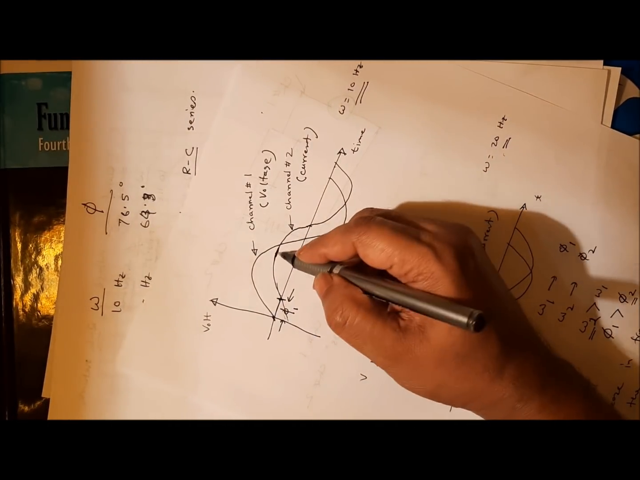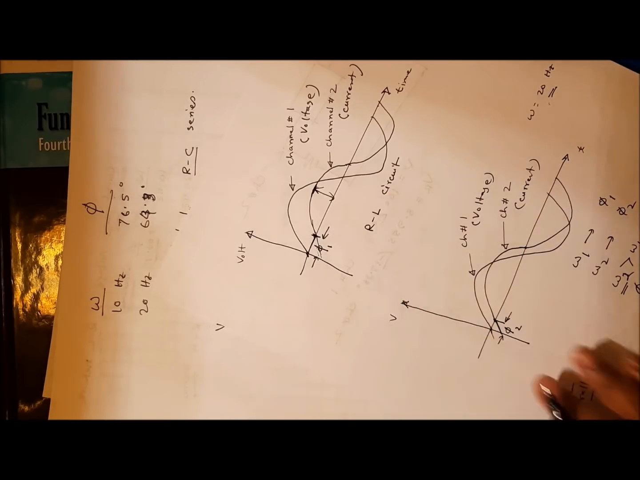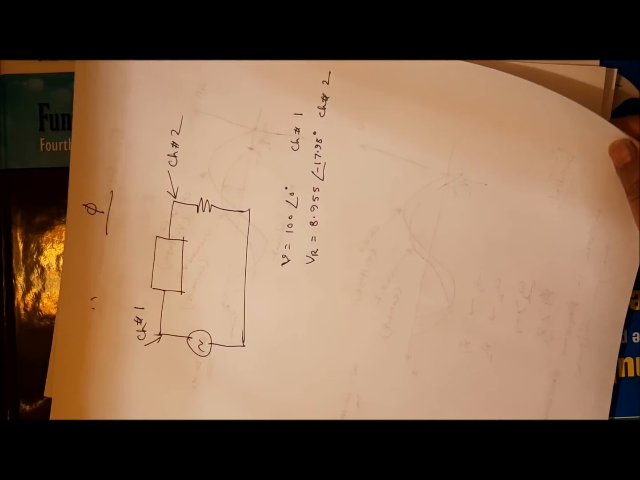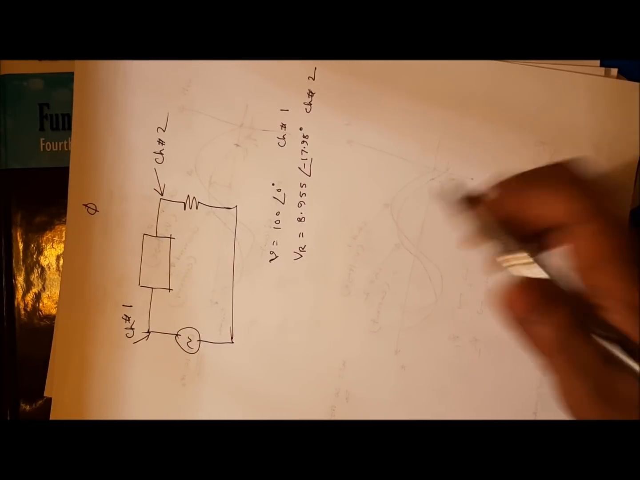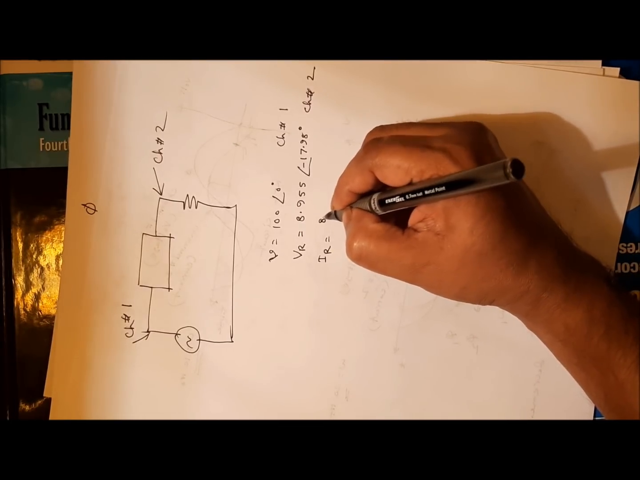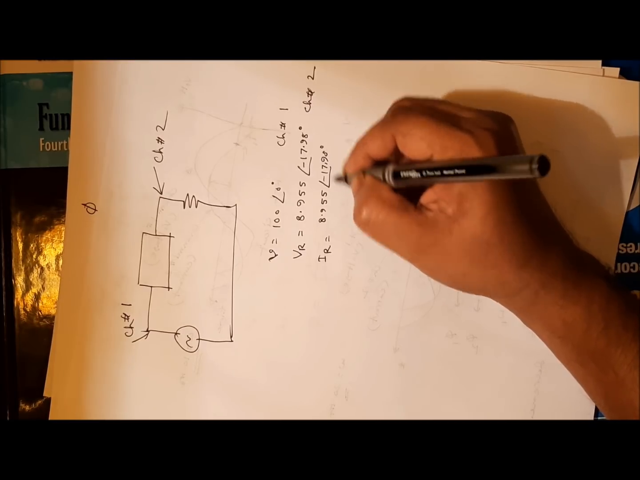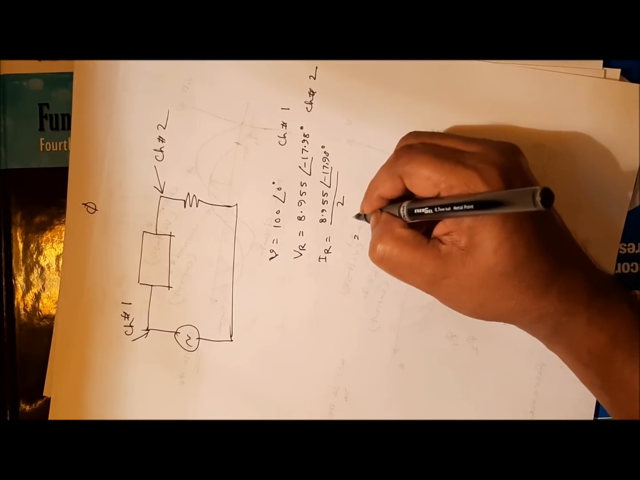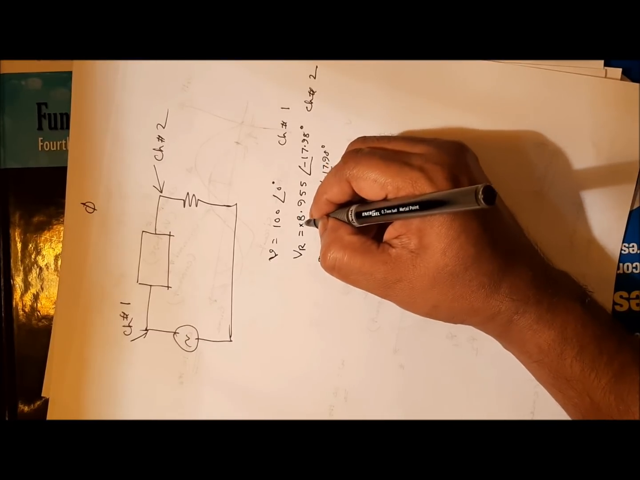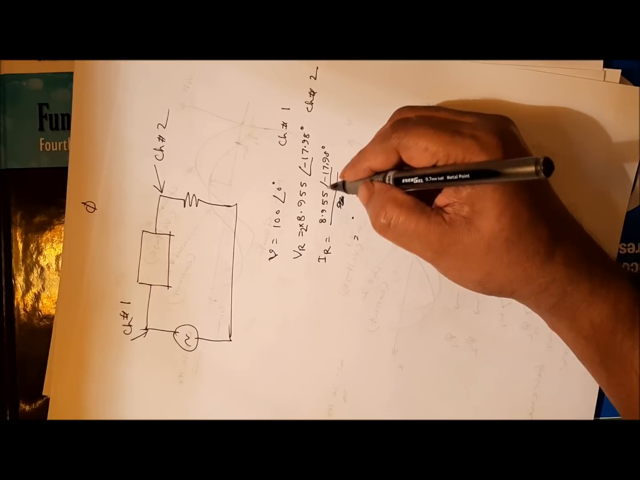So this is the maximum voltage, 8.955 at negative 17.98 degrees. Now we can find IR, which will be 8.955 at negative 17.98 divided by 2, so we get 8.99 times 995 this. So this is my IR.